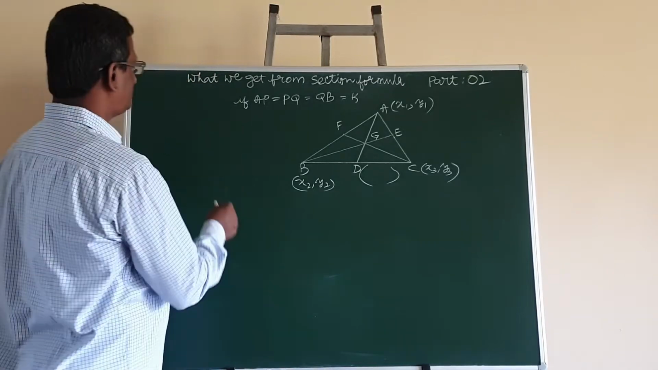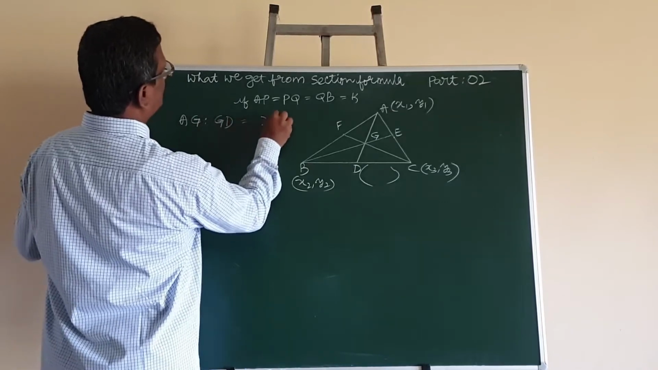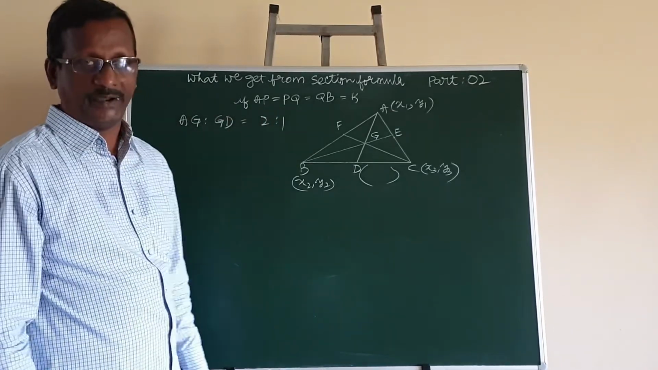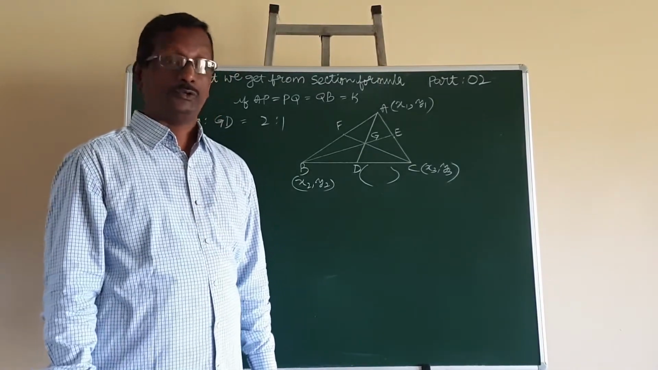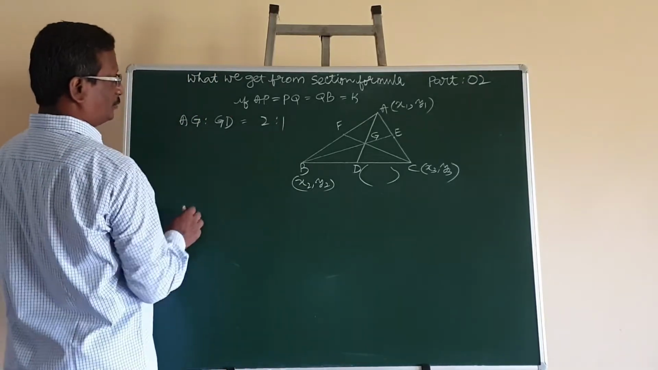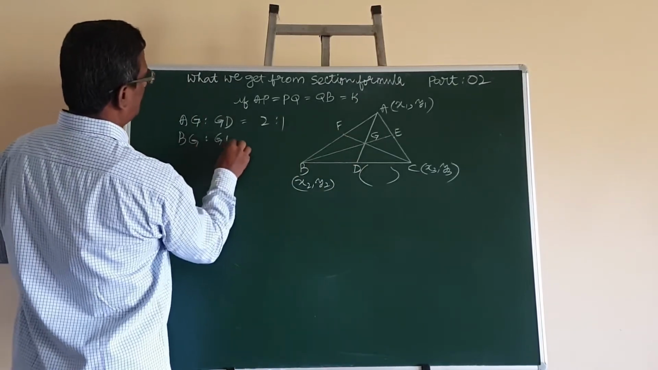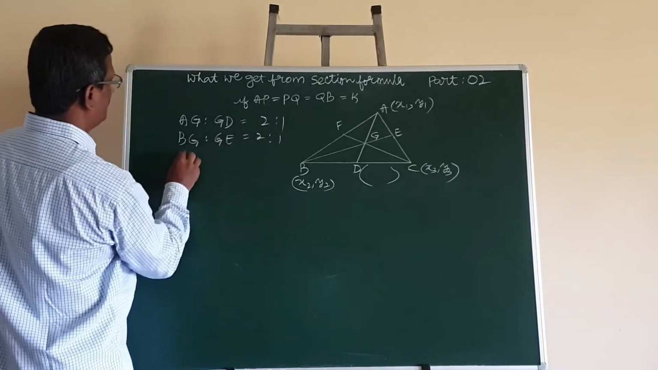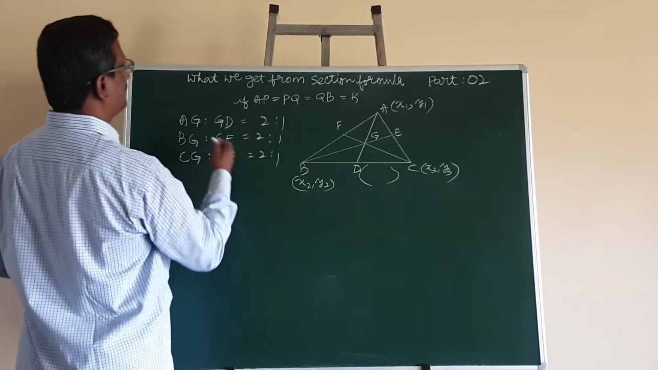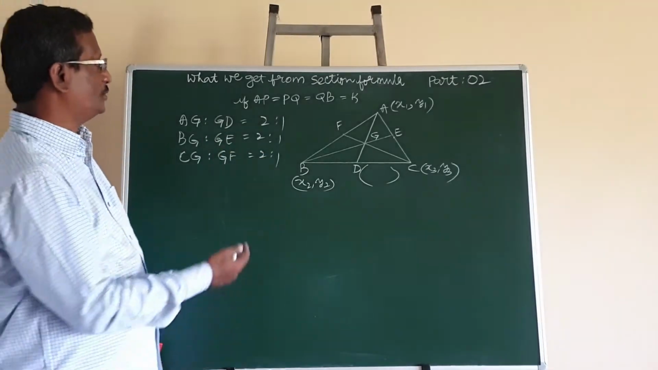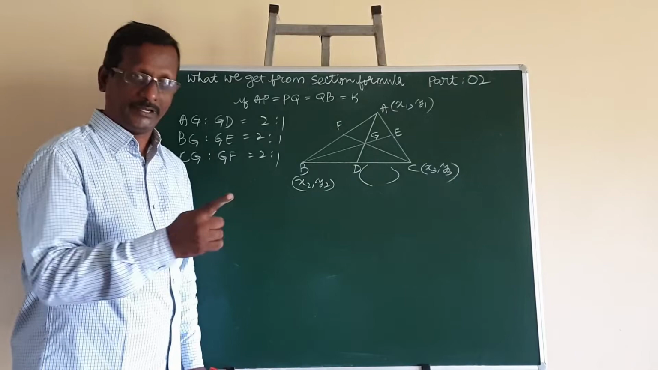The rule is: AG is to GD is 2 is to 1. The point of concurrence of medians, G, divides all three medians in the same ratio, 2 is to 1. AG is to GD is 2 is to 1, BG is to GE is 2 is to 1. Similarly, CG is to GF is also 2 is to 1. Since all three ratios are the same, we can use any one and find the coordinates of point G. It goes like this.